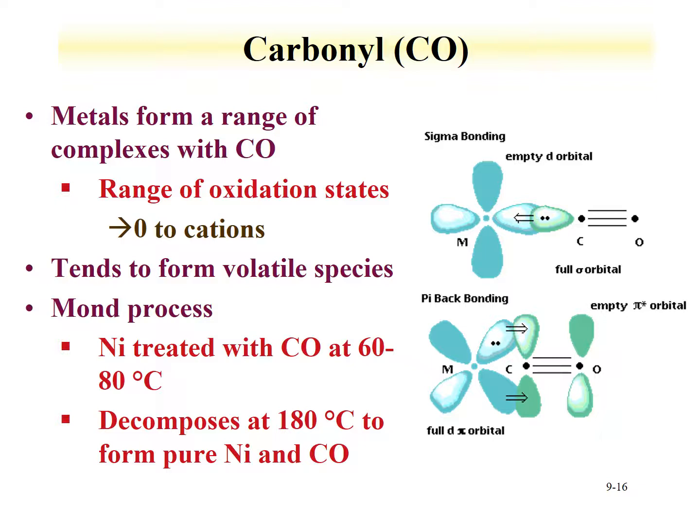Carbonyl is also another potential reactive ligand for separations, particularly with metals. An example is with the Mond process, where nickel is treated with carbon monoxide, forms nickel carbonyls. Between 60 and 80 degrees, these compounds are volatile. Heated up to 180 degrees, the compound decomposes back into pure nickel and carbon monoxide.